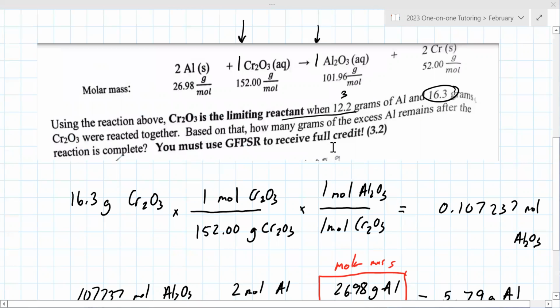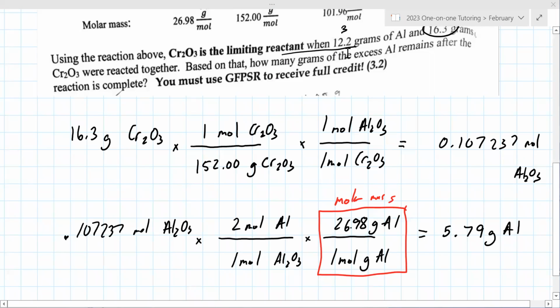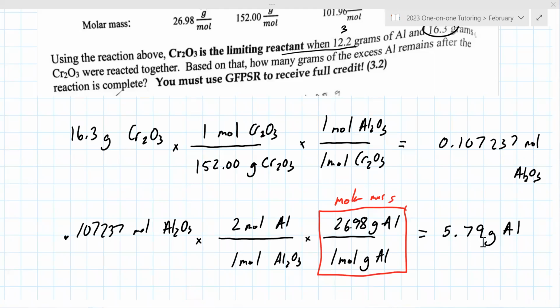That's going back to that pasta and sauce analogy. You boiled all this extra pasta that you didn't need, because you only needed 5.8 grams of that pasta. You just had too much. Okay, that makes sense.